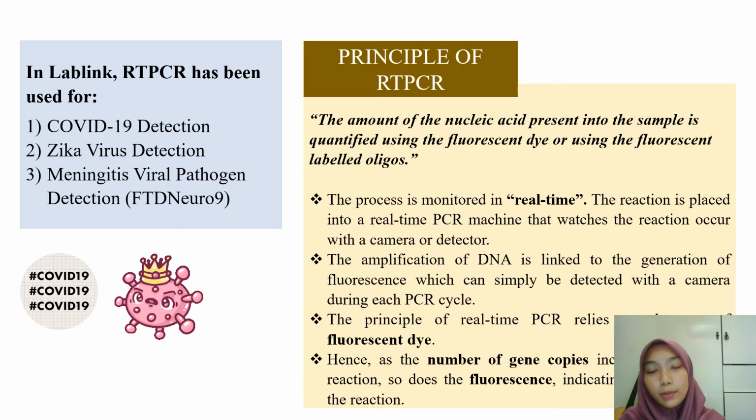Before I go further, I will explain a bit about the principle of real-time PCR. The process is monitored in real time. The reaction is placed into a real-time PCR machine that watches the reaction occur with a camera or detector. The amplification of DNA is linked to the generation of fluorescence, which can simply be detected with a camera during each PCR cycle. The principle of real-time PCR relies fully on fluorescence dye. Hence, as the number of gene copies increases during the reaction, so does the fluorescence, indicating the progress of the reaction, meaning that the amount of fluorescence released during the reaction is directly proportional to the amount of amplified DNA.